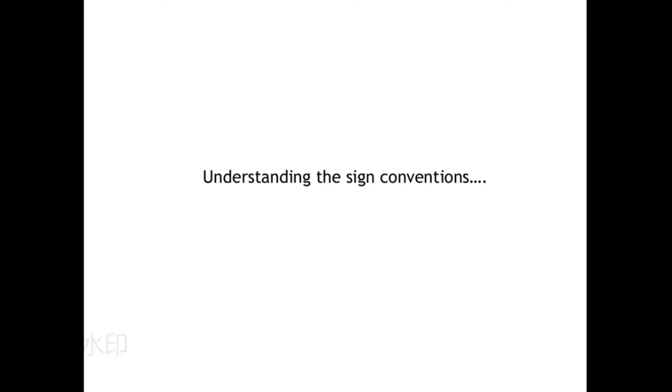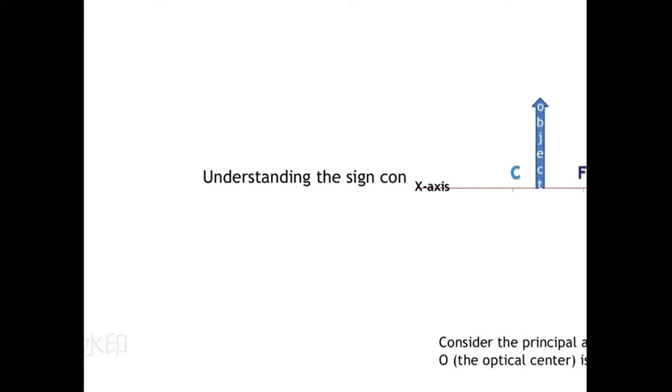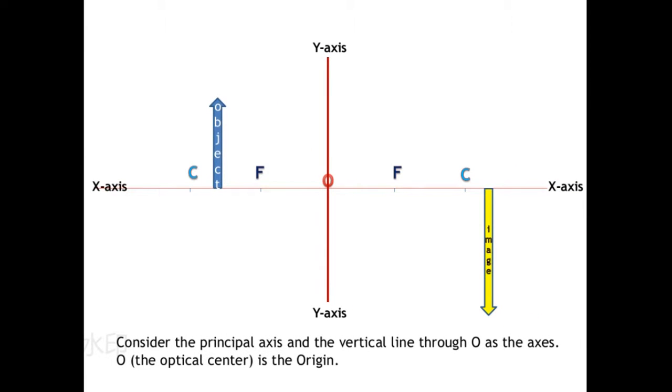Now, understanding the sign conventions. Consider the principal axis as the x-axis and the vertical line through the optical center as the y-axis, and the optical center itself as the origin. So we have an x-axis, we have a y-axis, and we have the origin O. So it's just a graph: x-axis, y-axis, origin.